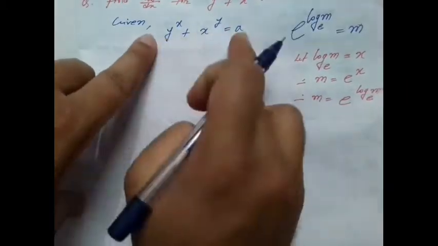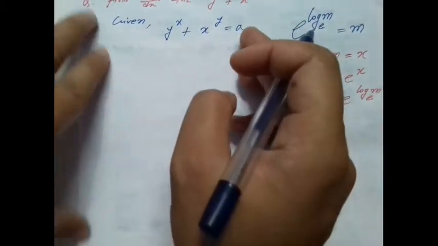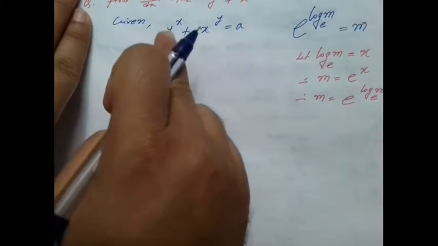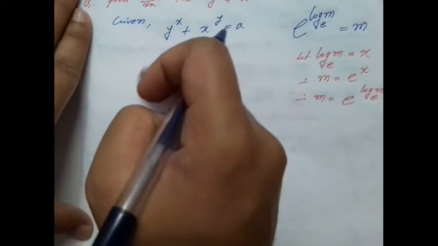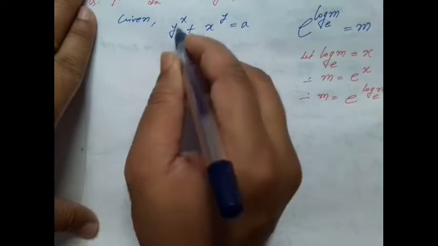Otherwise, if we have a monomial on both sides, we can take log on both sides and then differentiate. But here we have binomials, both having a variable power and a variable base, so we have to use this. Let's see how we can write it.